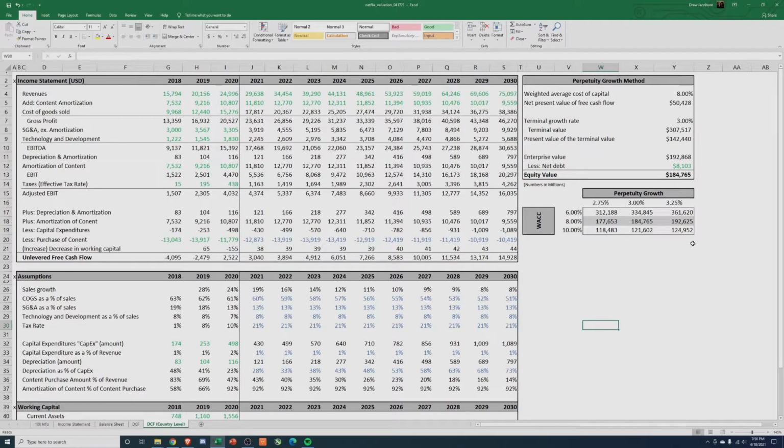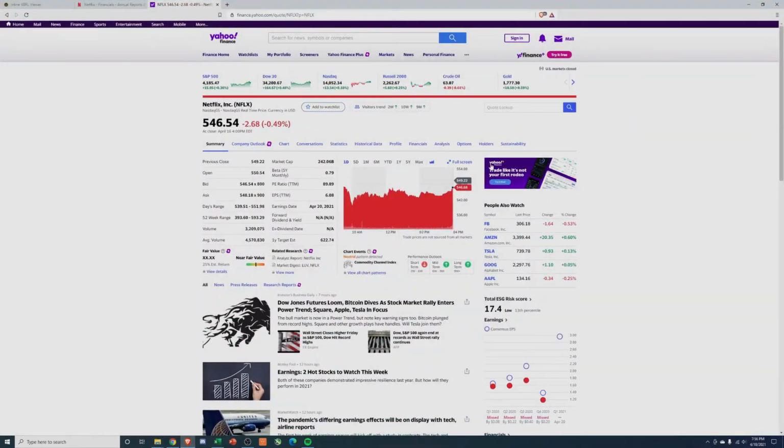But in this scenario, depending on your WAC, 118 to 361. Obviously, 6% WAC is pretty low. But I think in this scenario, 8% WAC, 192. I think you're still a little bit shy of 240. So it is a little bit low, but let's see.